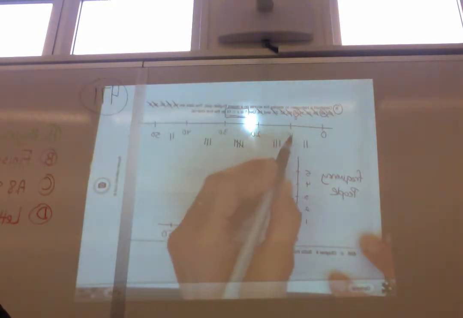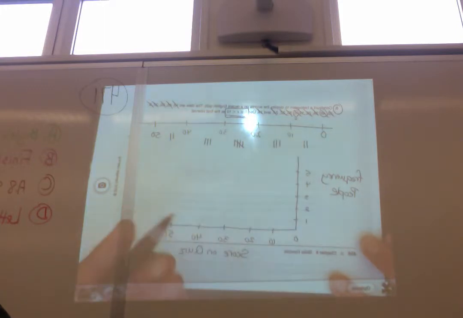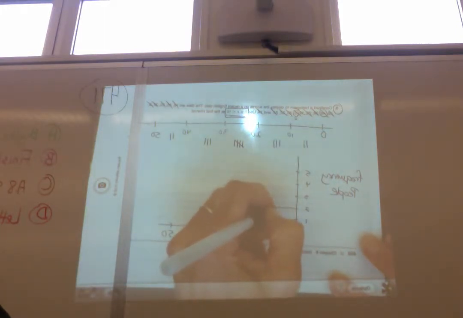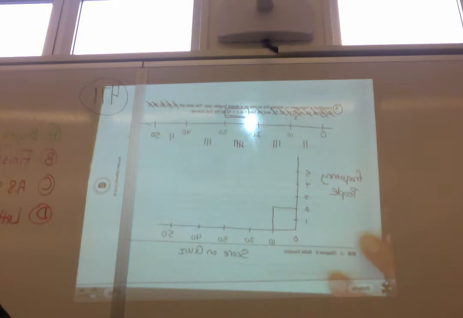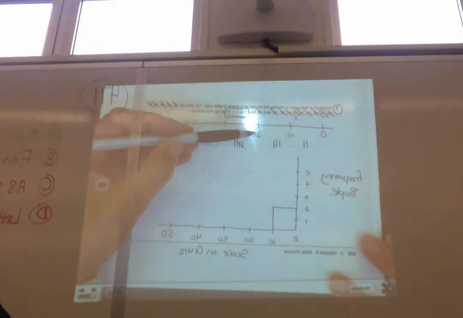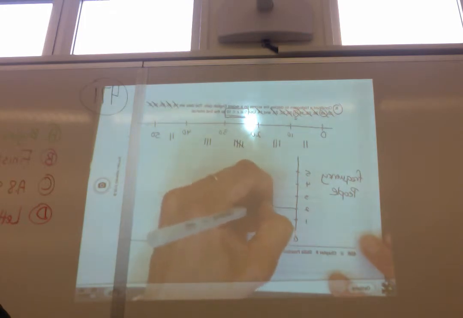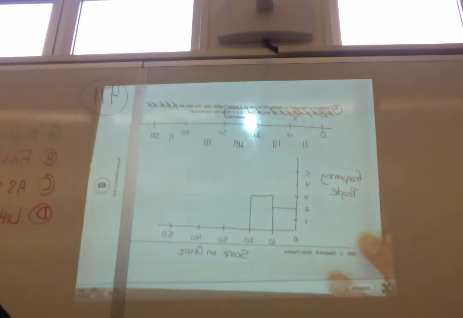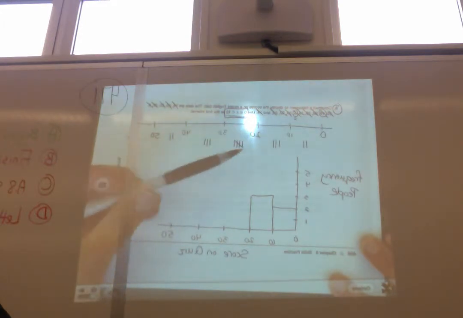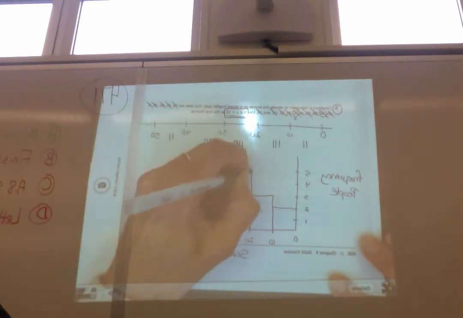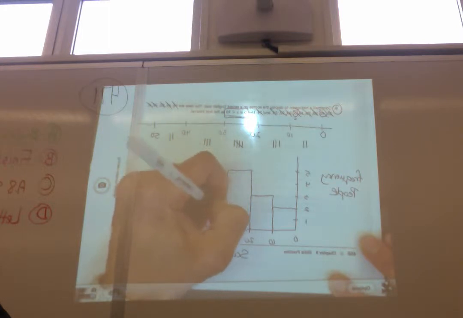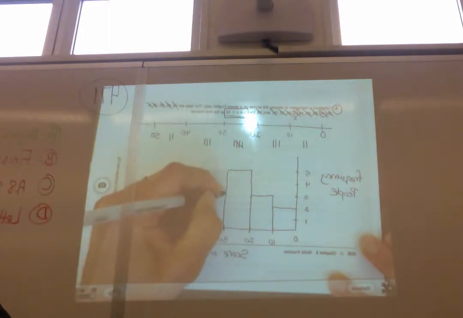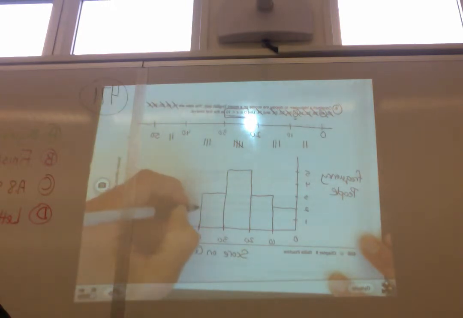Okay, so now from 0 to 10 I have 2. I'm going to make a bin right here going to 2. From 10 to 20 I have 3. And from 20 to 30, I have 5. Another 3. And another 2.